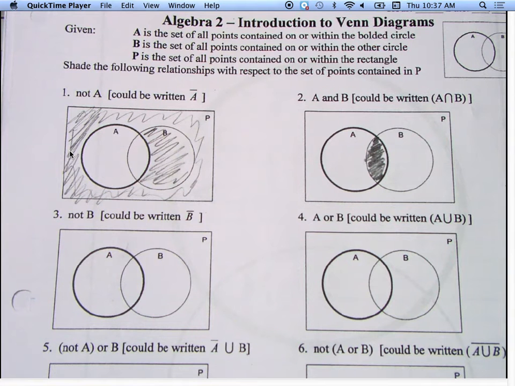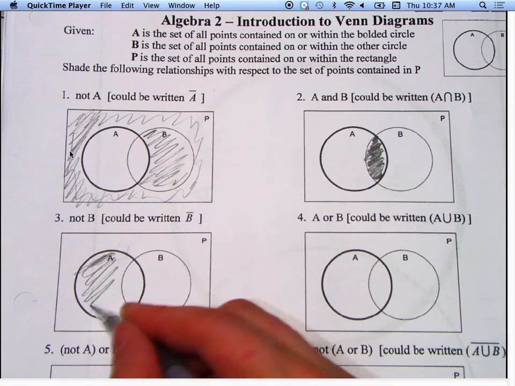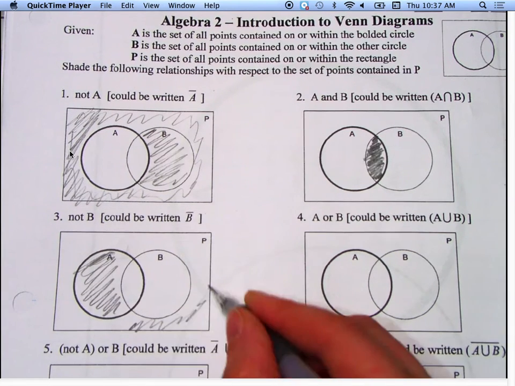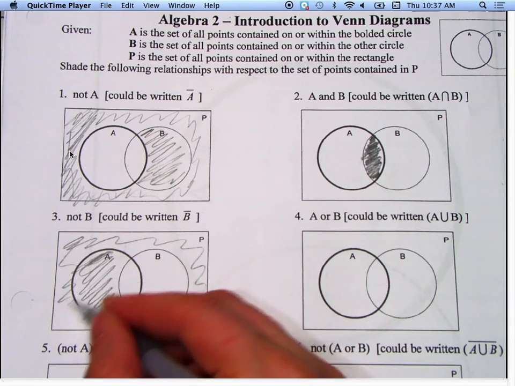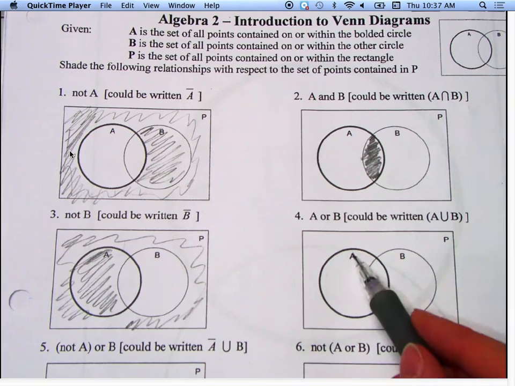Number 3, not B. It's all of A. That's right. And P. All right. This is a confusing one we did before. Everything but A or B. Everything but. Yes.